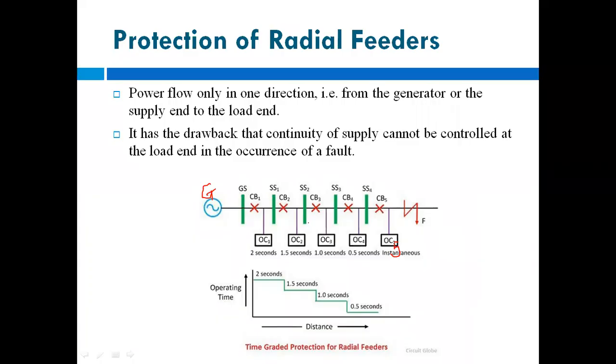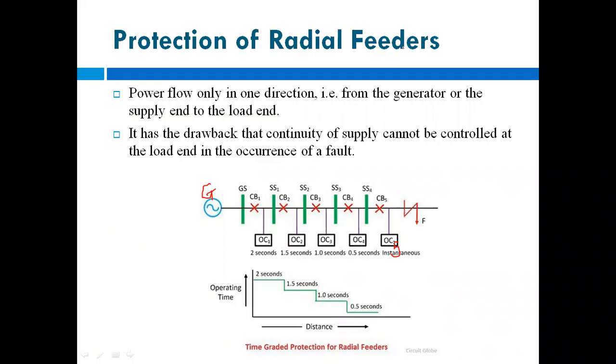If any fault occurs within this system, your whole system shuts down. That is the drawback. The supply cannot be controlled at the load end when a fault occurs, which means there is no other chance of supply from any other end.